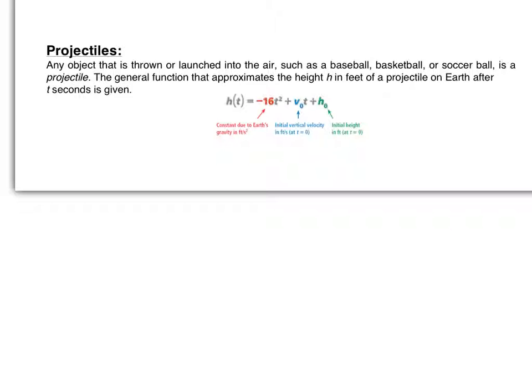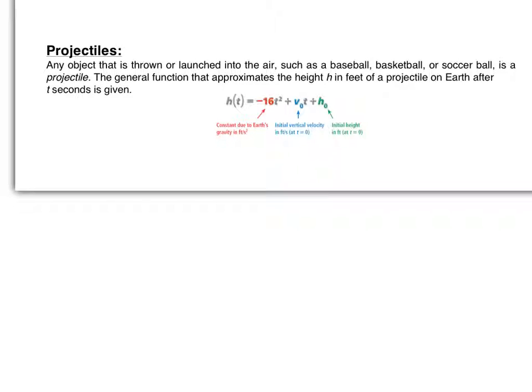The general function that approximates the height, h, in feet of a projectile on Earth after t seconds is given by, and you might have seen this in physics, -16 is feet per second squared for gravity. We have t squared as our time, plus v naught, which is our initial velocity. So when it leaves your hand, your foot, or the golf club, that's your initial velocity. T again is time, plus h naught. H naught is the initial height. It's in feet because -16 is feet per second squared. So make sure you're using the right equation for the right thing. If we have meters, that's a whole different setup, it's not -16 because that's in feet.